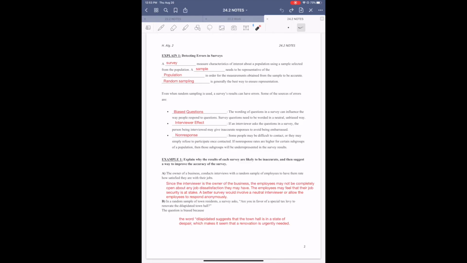All right, so in this question, you could have a lot of different responses, so don't think this is the only right answer. But to begin with, dilapidated. That's a big word. Not a lot of people know what dilapidated means, okay? The word dilapidated means that it is run down, that it is falling apart. So, by using the word dilapidated, they are suggesting that it is about to fall apart, right? It's in despair. So, this would make people think that a renovation is urgently needed and that they need to increase that tax levy to renovate the town hall.